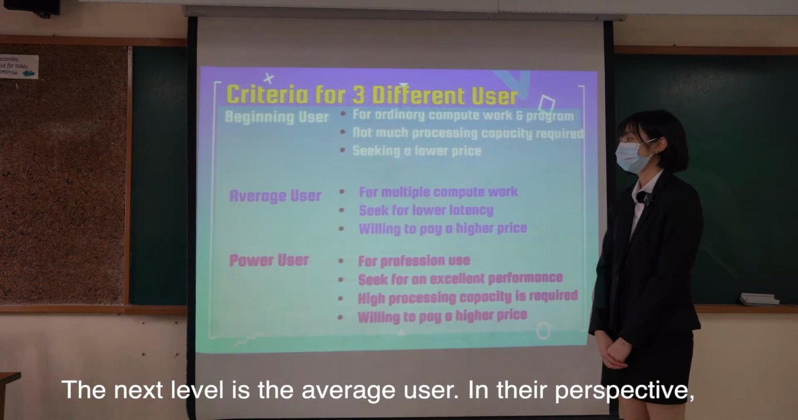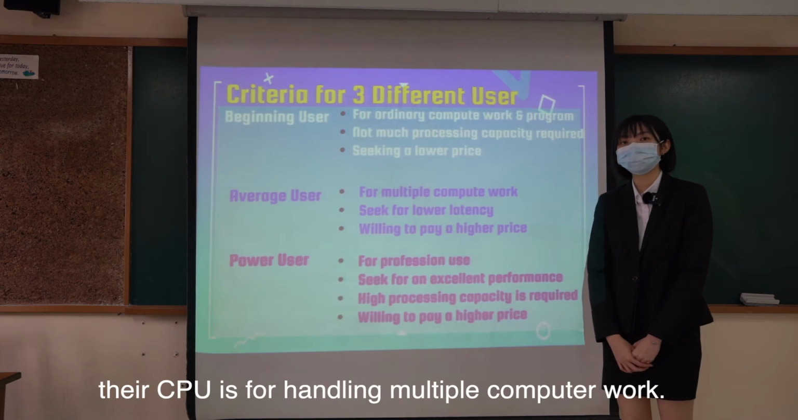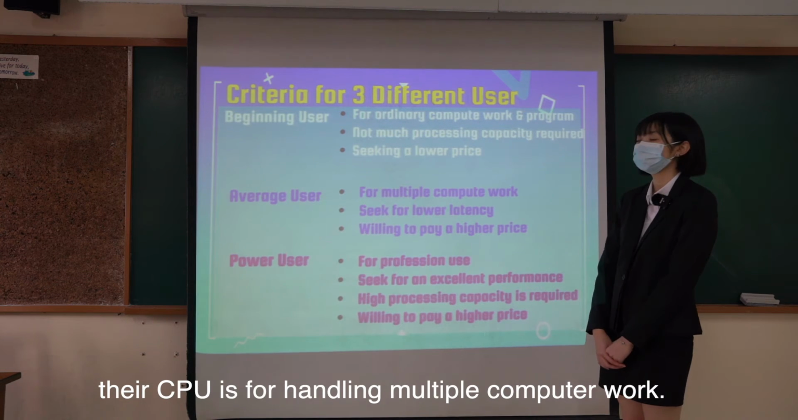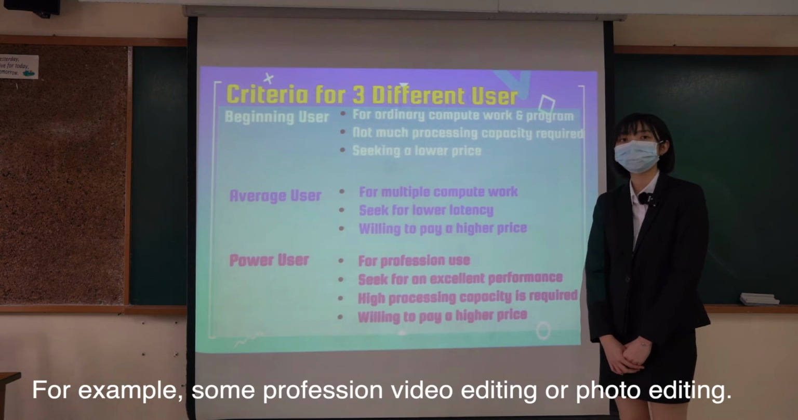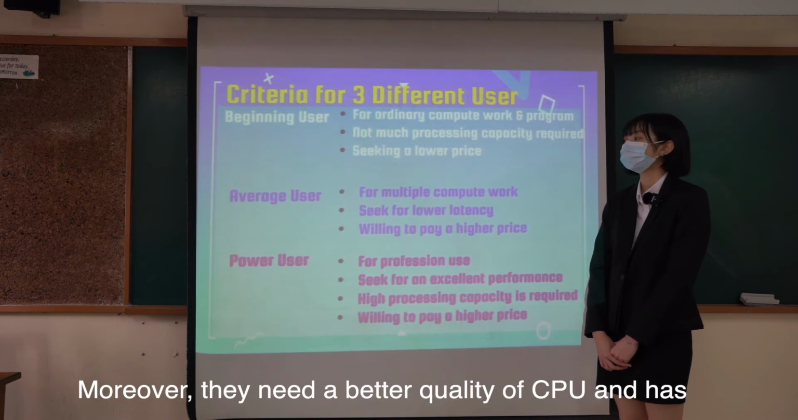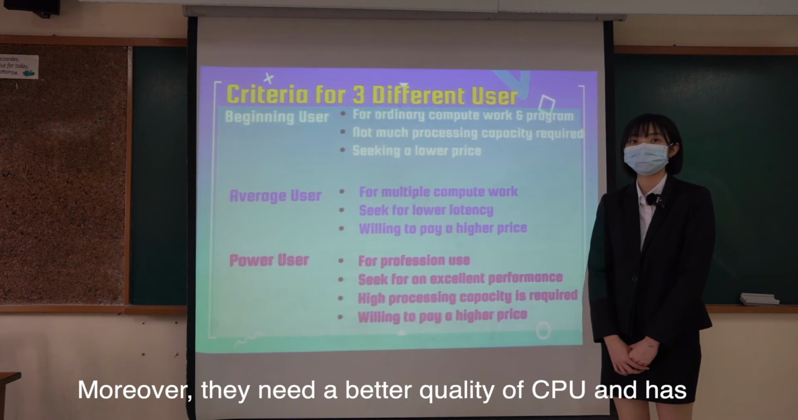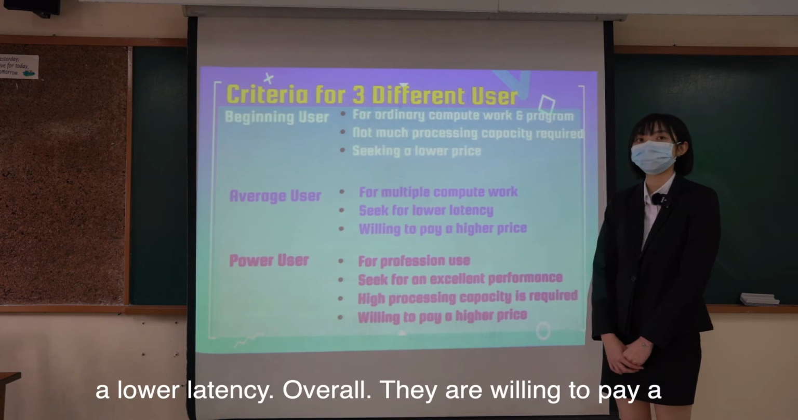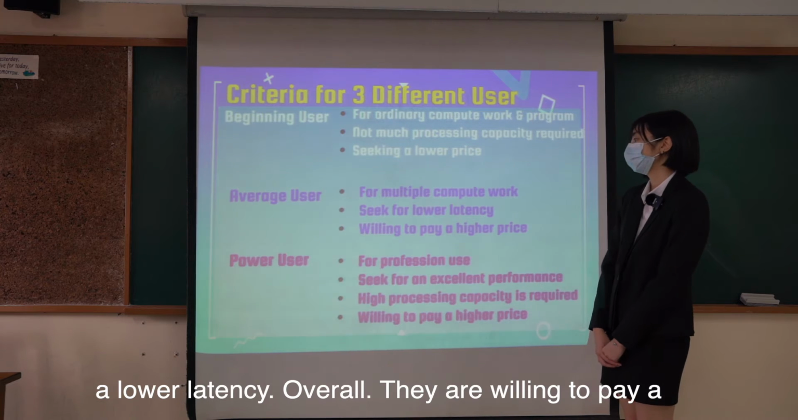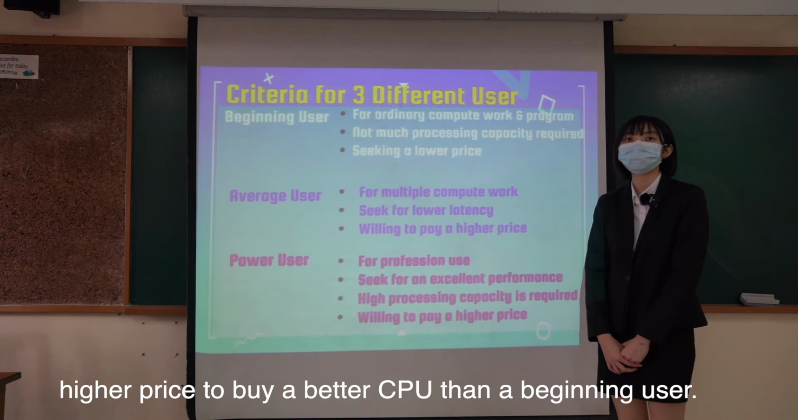The next level is the advanced user. From their perspective, their CPU is for handling multiple computer tasks, for example, some professional video editing or photo editing. Moreover, they need a better quality CPU with low latency. Overall, they're willing to pay a higher price to buy a better CPU than a beginner user.